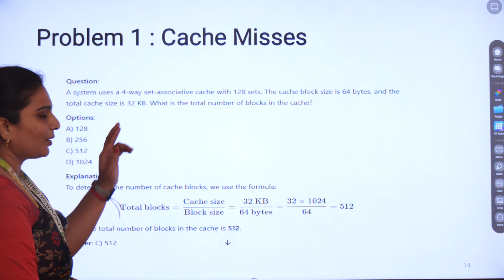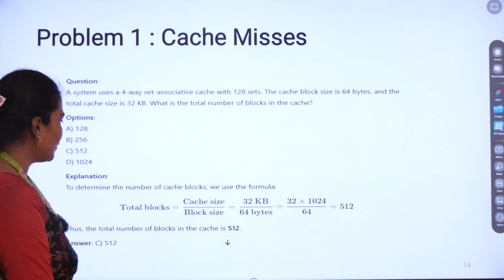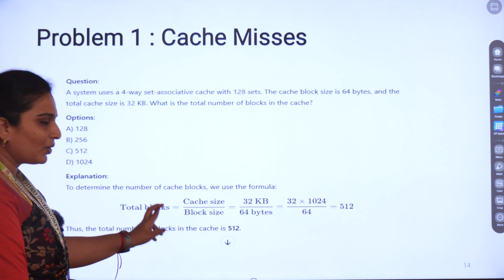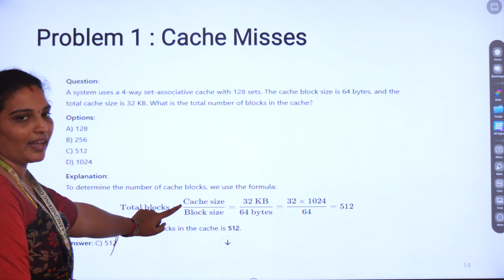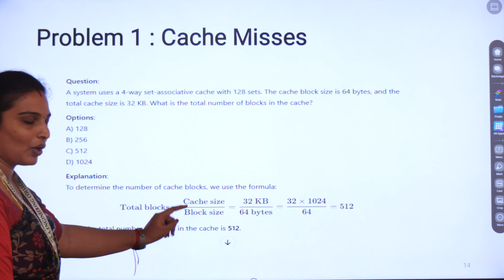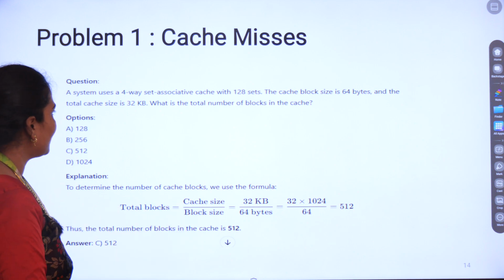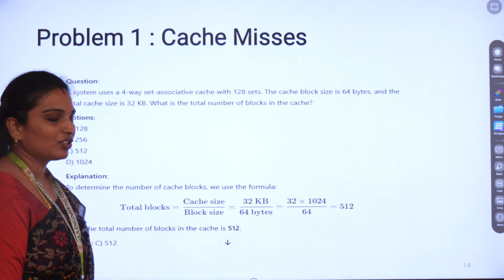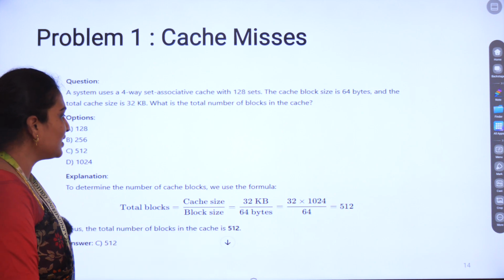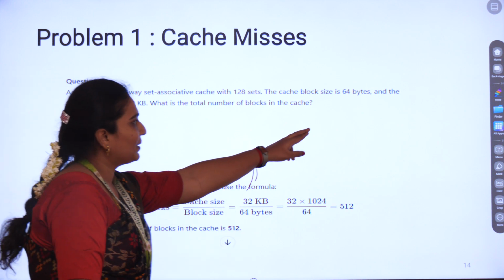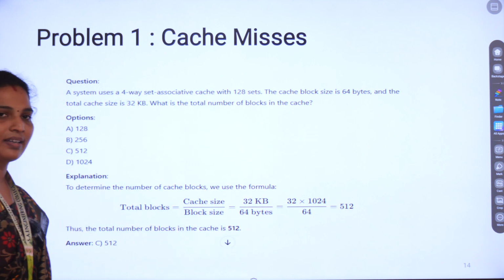In order to find the number of blocks which are available in the cache, the formula used is total blocks is equal to size of the cache divided by size of the block. Now the cache size is 32 KB, I have mentioned it here, and the block size is 64 KB. We have given that data here.